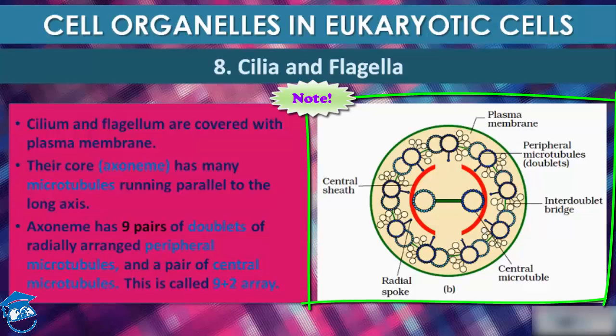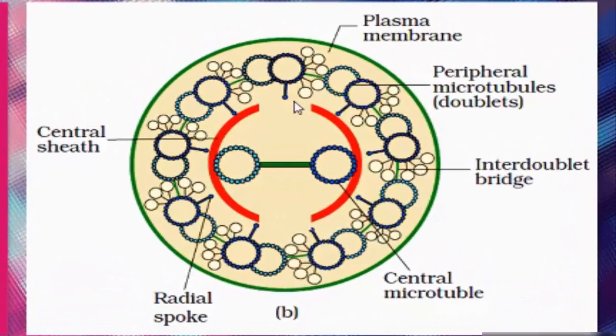Please note that these two central tubules are connected by a bridge. See, this is the bridge, and it is enclosed by a central sheet. See, this red one is the central sheet, which is connected to one of the tubules of each peripheral doublet by a radial spoke. See, this is the radial spoke. So the central sheet is connected to one of the tubules of each peripheral doublet by a radial spoke. This is the connecting link between the doublet and the central sheet.